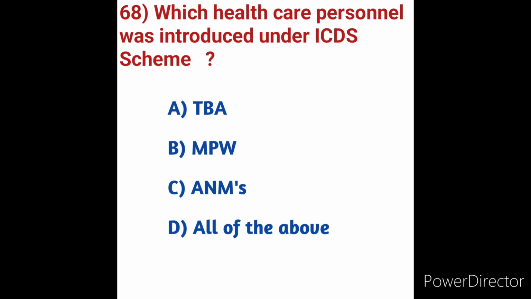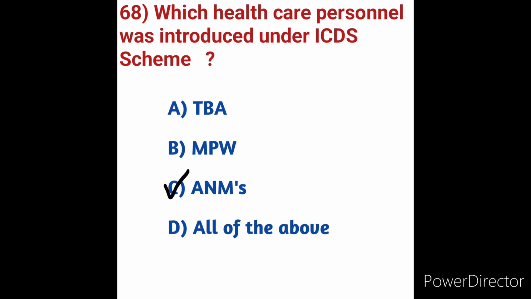The important services provided by Anganwadi workers are primary healthcare checkups and immunization, supplementary nutrition, and educating people, in particular women, about family planning, their health and well-being. So here in these options, option C, ANMs, Anganwadi workers, is the correct answer. The healthcare personnel introduced under the ICDS scheme was option C.